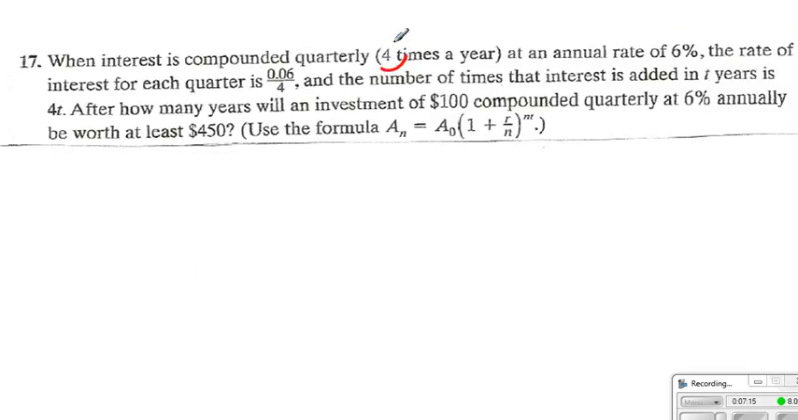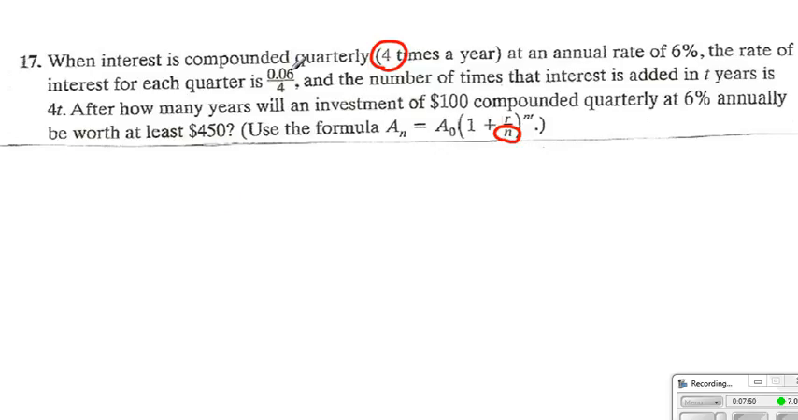Compounded quarterly, as it says 4 times per year. That means the value n here will be equal to 4 out of the 6%. Now each quarter they gave us, in fact, this expression belongs right over here. Now the number of times that the interest is added in t years is 4t, so that's already given here. Now, after how many years would an interest of $100 compounded quarterly at 6% annually be worth at least 450?